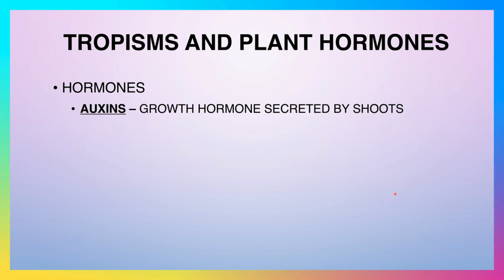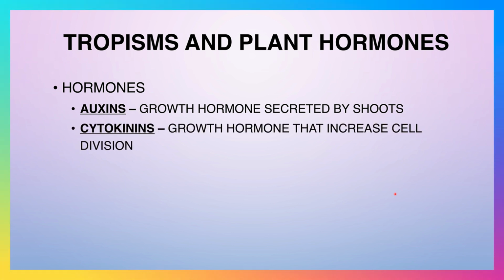The first of these is called auxin. Auxins are growth hormones, and they are secreted by the roots or shoots. Water, for example, can initiate the secretion of auxins, and they then cause the growth toward the water.